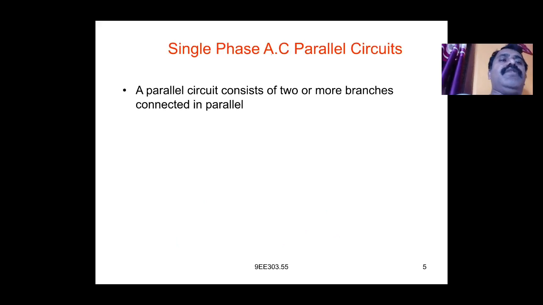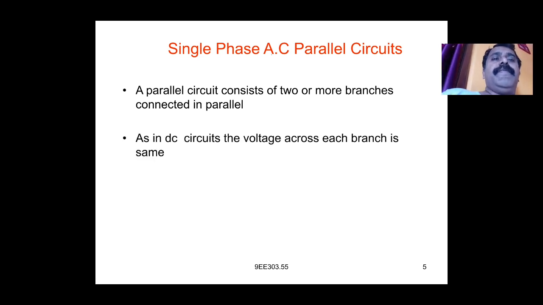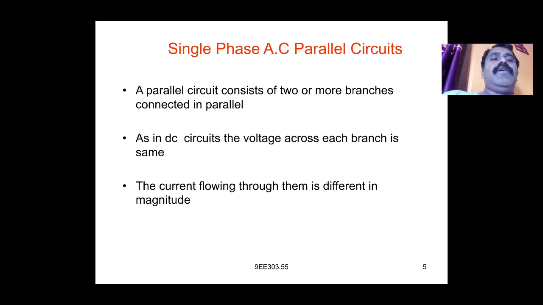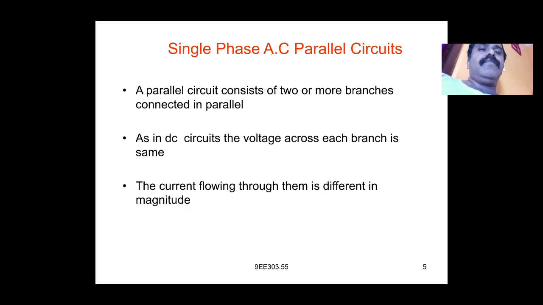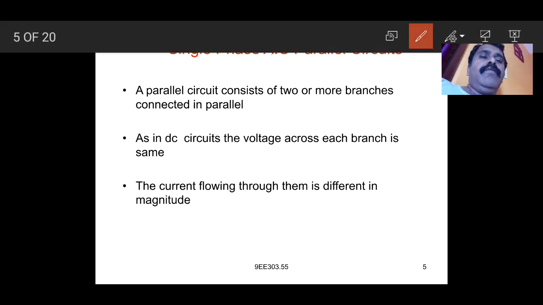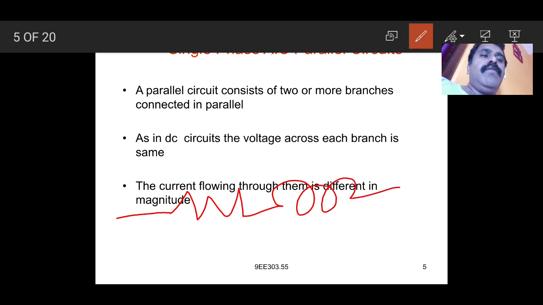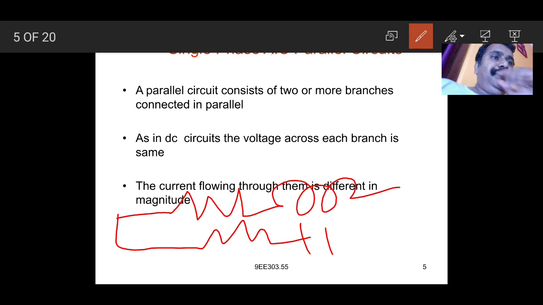A parallel circuit consists of two or more branches connected in parallel. As in a DC circuit, the voltage across each branch is the same, and the current flowing through them is different in magnitude. We can construct this where resistance, inductance, and capacitance are connected.